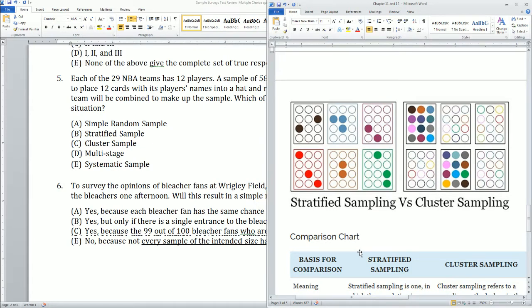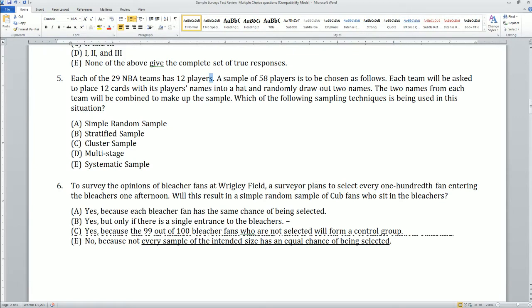Two names from the 12 cards, right? Yes. Do you see how you're picking two from each? But that would be stratify. You're picking a bit from each strata. But if it's clustered, I'm saying I'm only going to be picking from one team or the eighth team. Do you see how you're picking a bit from each strata? Does that give you a better sense of how strata and clustering work now? Yeah. Okay. All right. 6. To survey the opinions of bleachers.